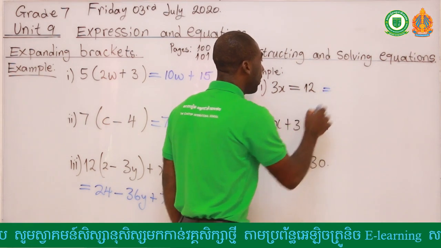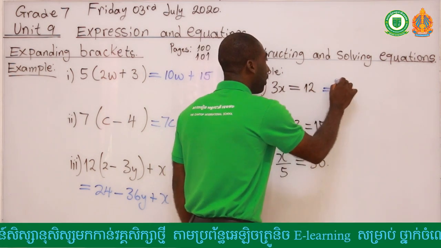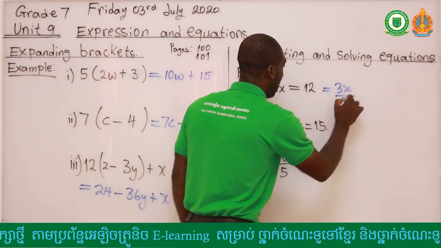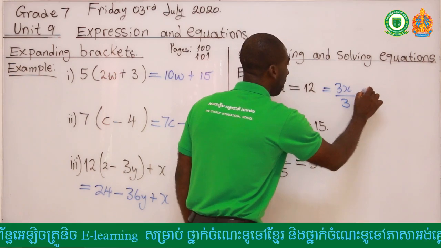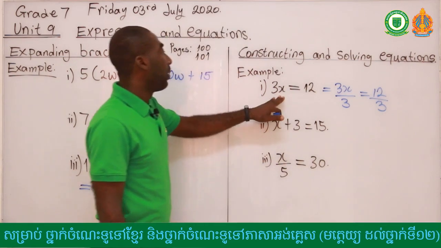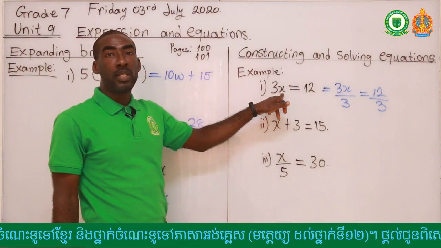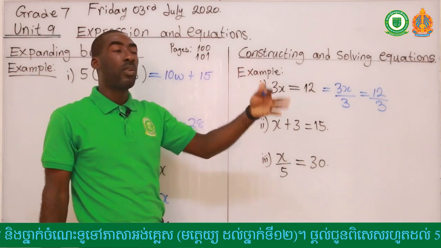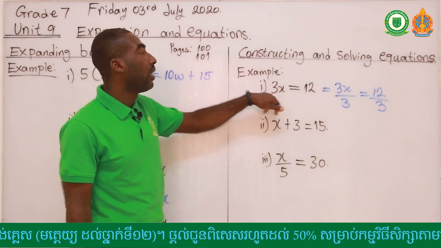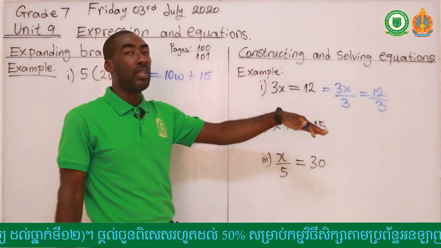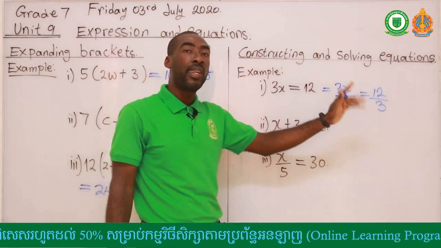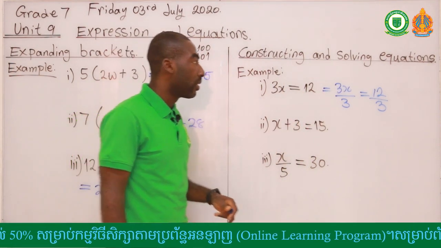So our equation is going to change to be 3x divided by 3 equals 12 divided by 3, okay? So we want to make our x the subject. That means we want to make x stand alone. So if you want to make x stand alone, that means we have to divide here by 3, and then we also divide the other side of the equation by 3. Whatever you do on the left hand side of the equal sign, you have to do the same thing at the other side of the equal sign, okay?